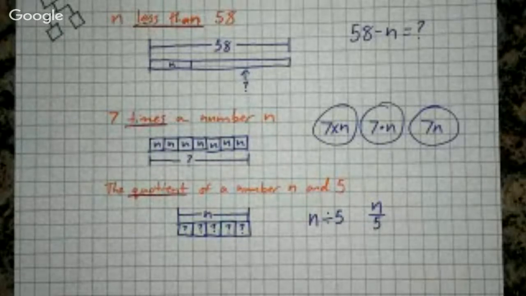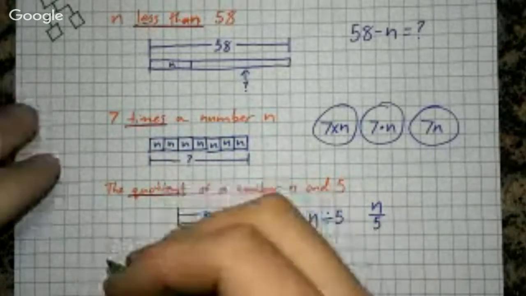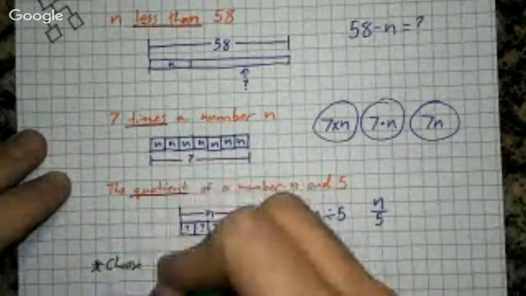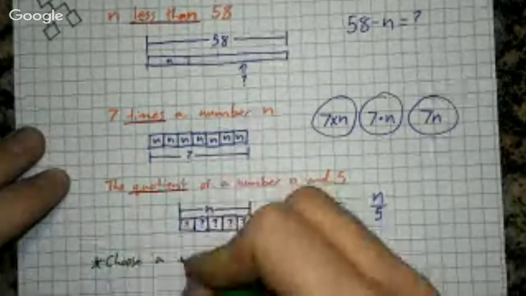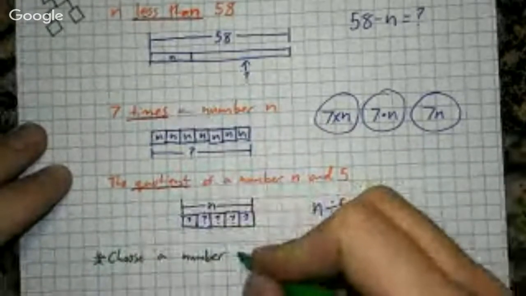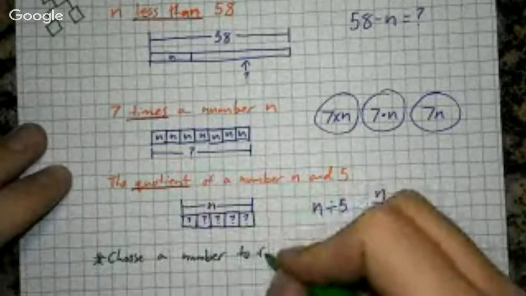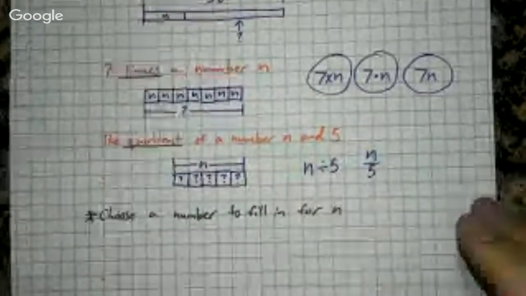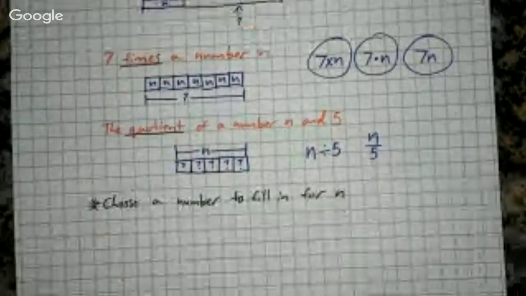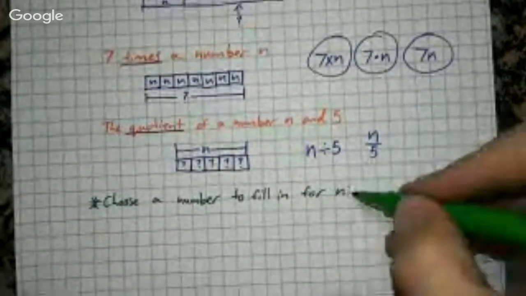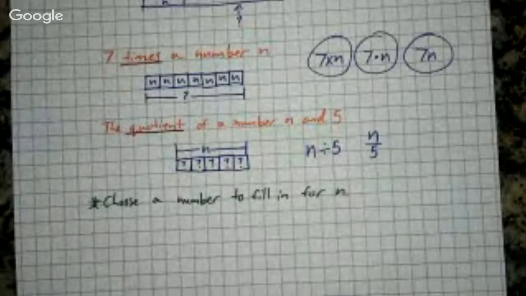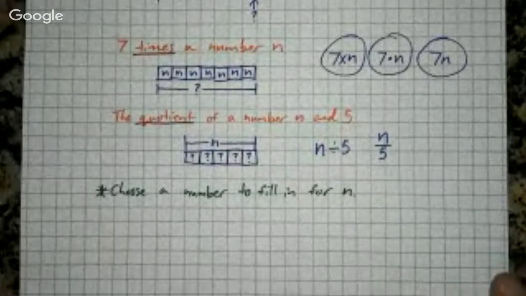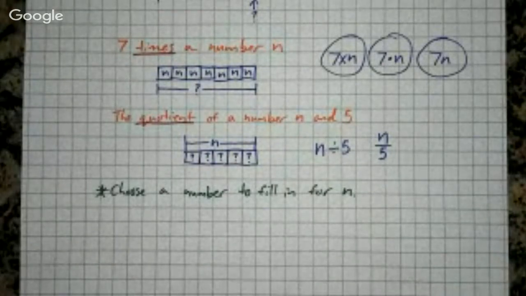So now to solve any of these, you just need to choose a number to fill in for n. Any of these we can figure out by just substituting a number in for n, because since n is a variable, it can be anything. So let's go ahead and just solve any of them.